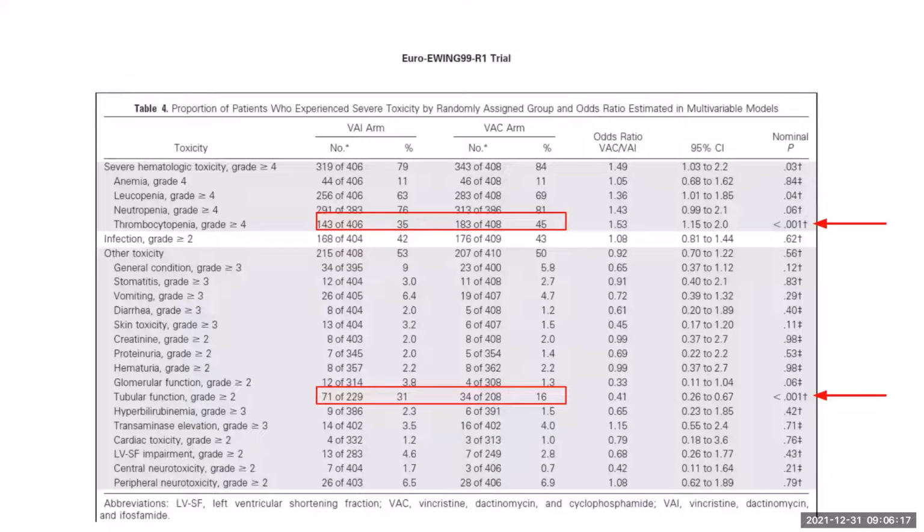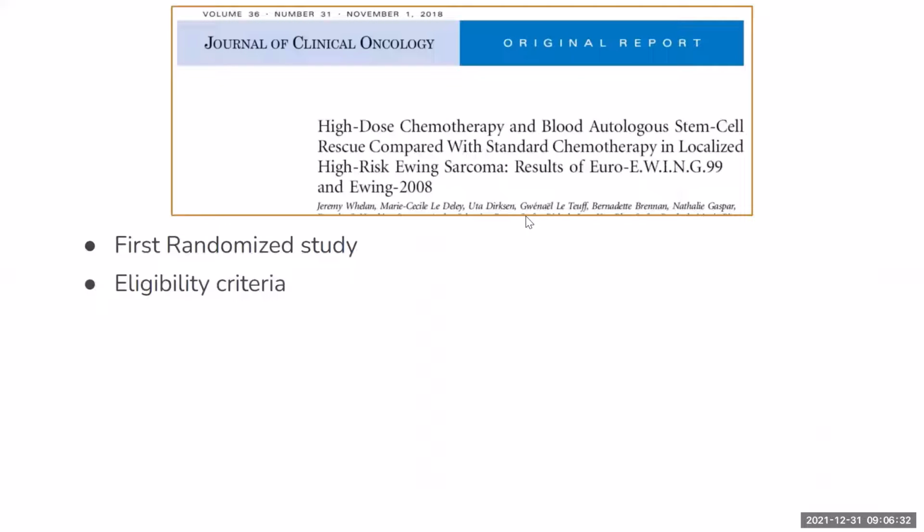And thereby reducing the renal toxicities from 13% in ifosfamide arms to only 16%. However, cyclophosphamide caused more thrombocytopenia. It was 35% in the ifosfamide arm and 45% in the cyclophosphamide arm.